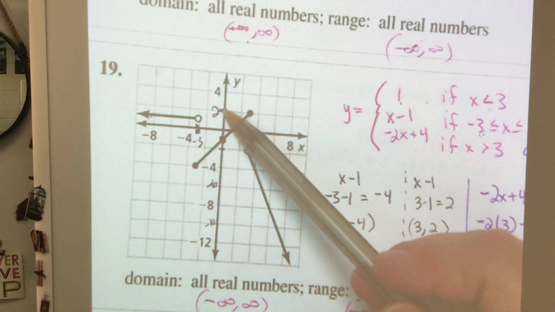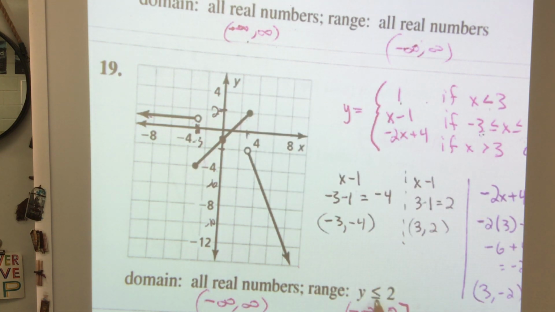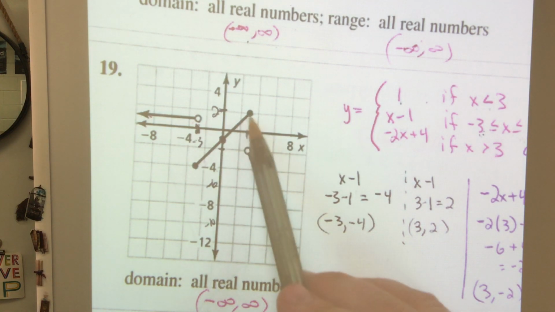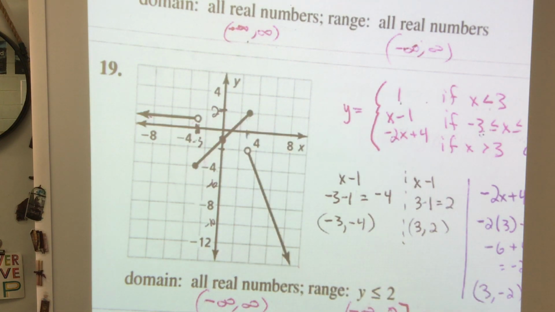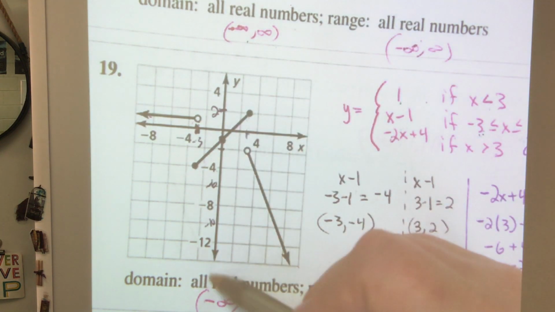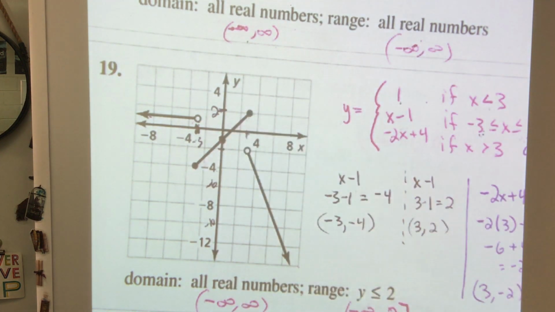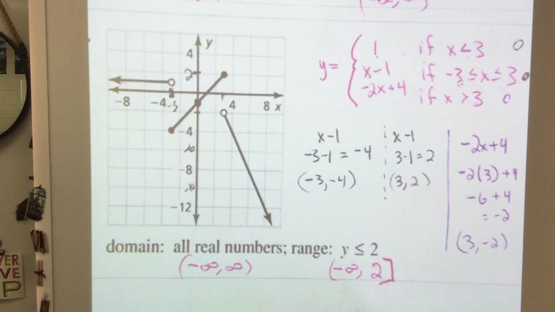And then here, nothing is greater than 2, so y is less than or equal to 2. Remember, there's a closed circle here. And then it would be coming from bottom to top, -infinity to 2. And 2 is solid, so I put a bracket around it.